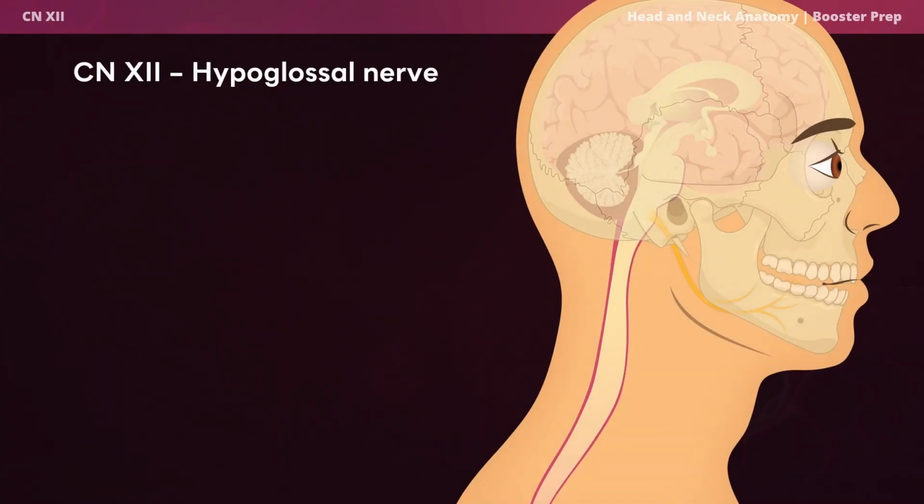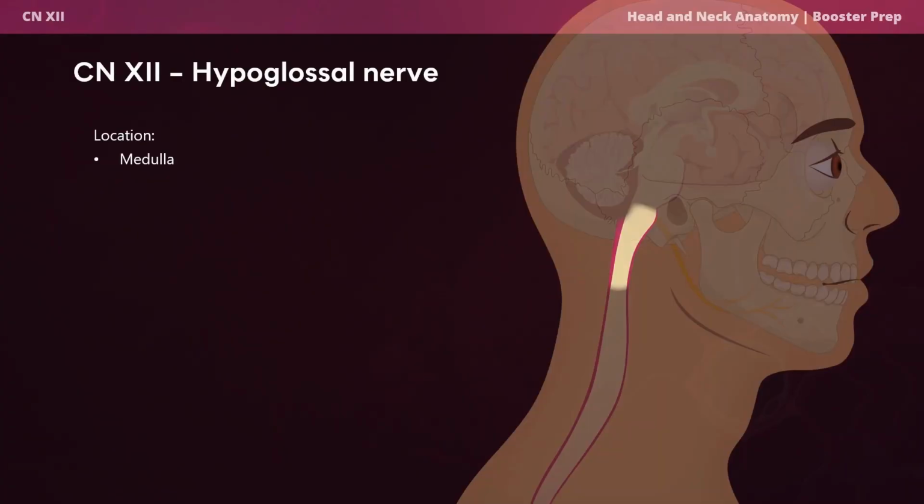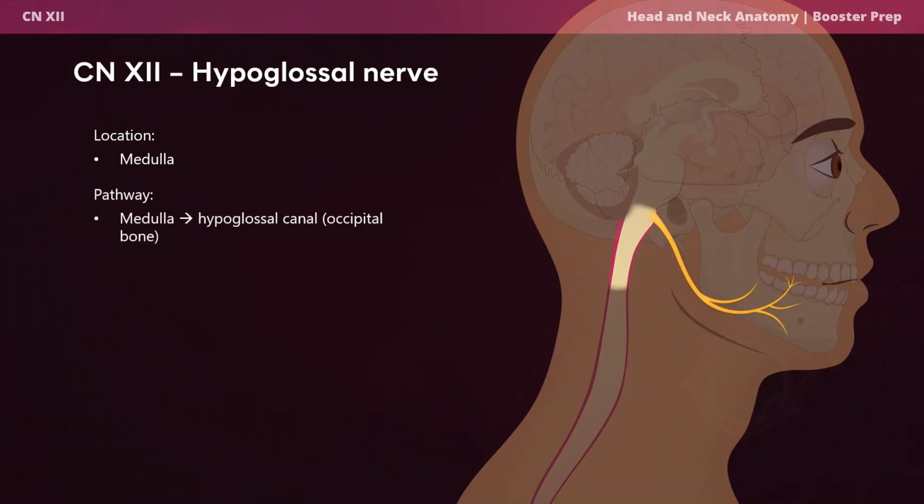This is the hypoglossal nerve. It originates in the medulla and exits the skull via the hypoglossal canal of the occipital bone. Once outside the skull, the hypoglossal nerve travels anteriorly and inferiorly, running along the lateral aspect of the upper cervical vertebrae. It then branches out to innervate the intrinsic and extrinsic muscles of the tongue, which are responsible for movements such as tongue protrusion, retraction, and lateralization.